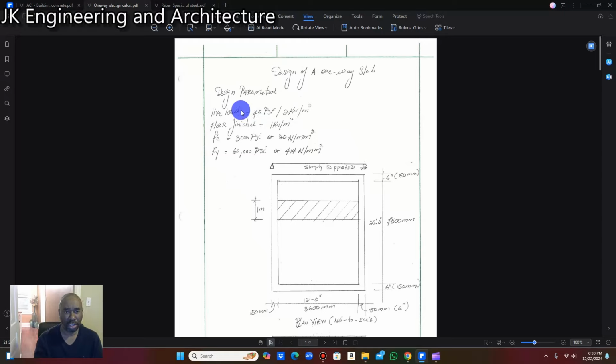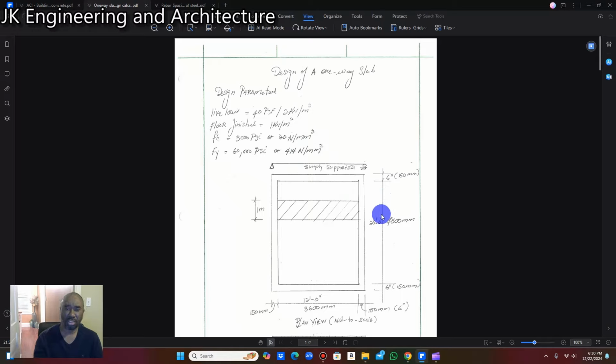We are using a live load of 40 pounds per square foot or 2 kilonewtons per square meter. Floor finishes equal 1 kilonewton per square meter. f'c, which is the compressive strength of concrete, is 3,000 pounds per square inch or 20 newtons per square millimeter, and our yield stress of steel is 60,000 pounds per square inch or 414 newtons per square millimeter.